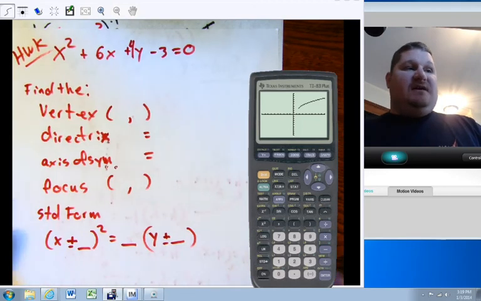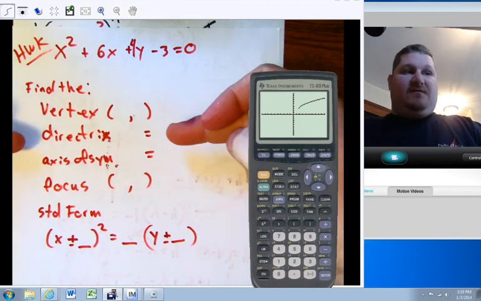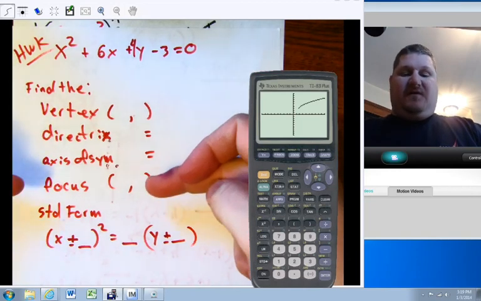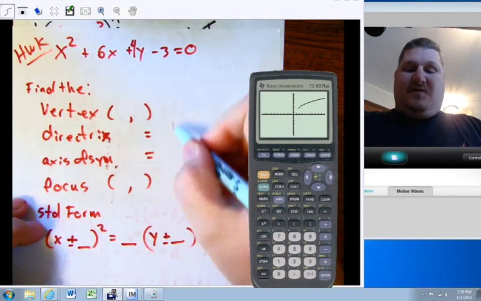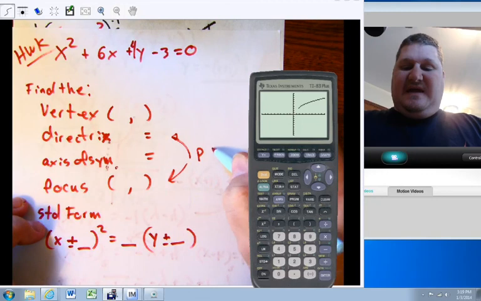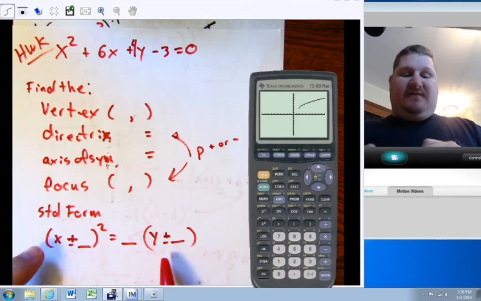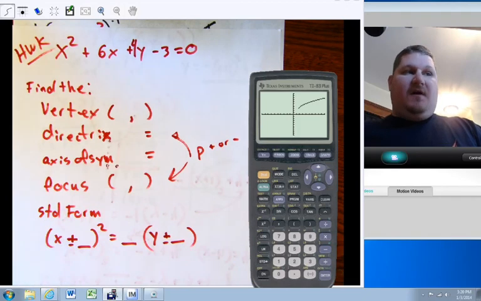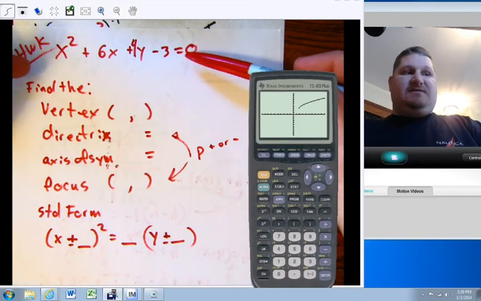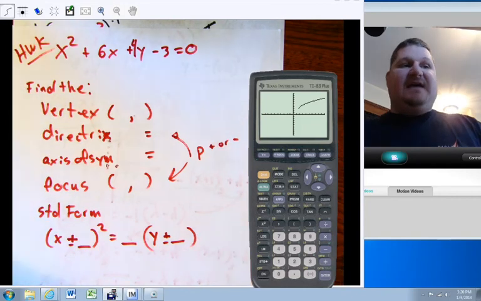To do this, this is the homework. Pause the video after we're done. Write the problem down. Find the vertex, the directrix, the axis of symmetry, the focus. Remember, the focus and the directrix means you take the p and you either add or subtract the p to get the focus and the directrix. Finally, write the standard form. So, from here, complete the square, find all these pieces and the standard form. That is definitely quiz and test worthy.